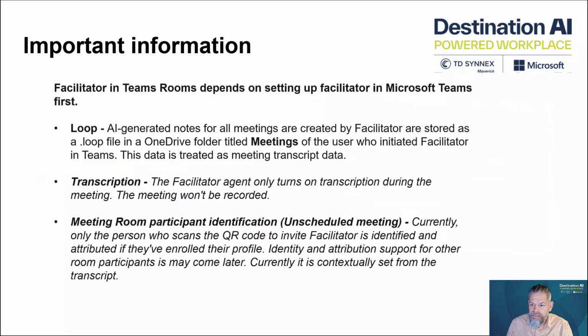But what do I need to have Facilitator work? Facilitator itself is around having that Teams functionality. So as an organization, I must be using Loop. I need to enable Loop as part of it. The actual storage of the meeting notes and all the information requires me to have Loop enabled within my Microsoft 365 environment. I need to make sure that transcription is enabled. Again, Facilitator only turns on transcription during the meeting, and if the meeting itself won't be recorded, it just utilizes the transcript of what's going on within the meeting.